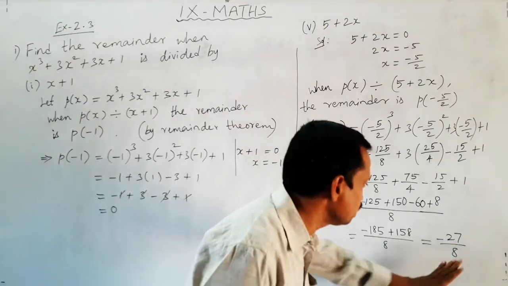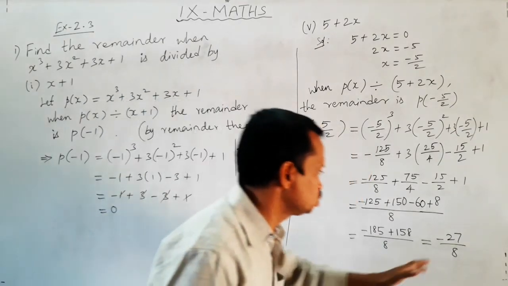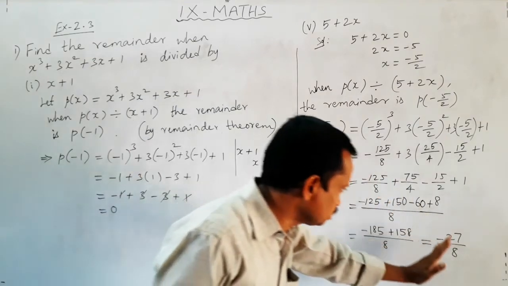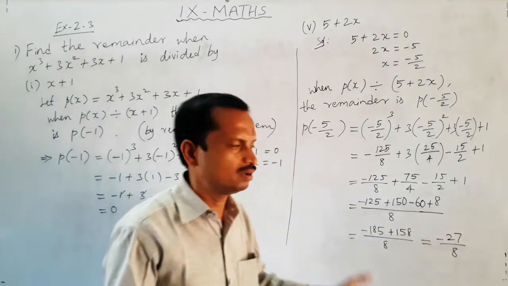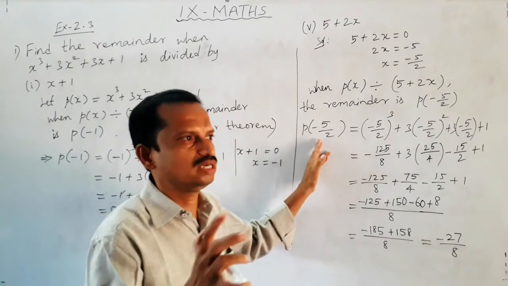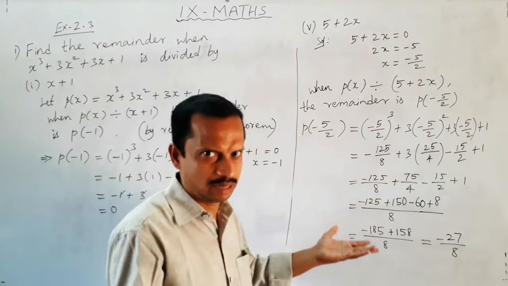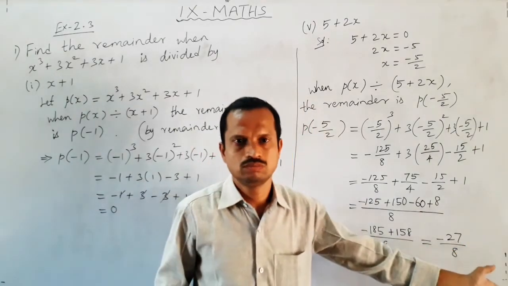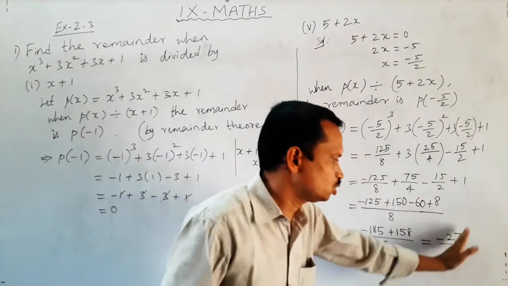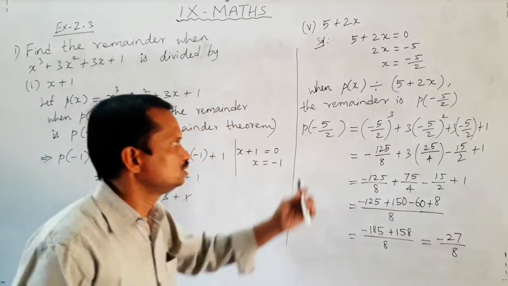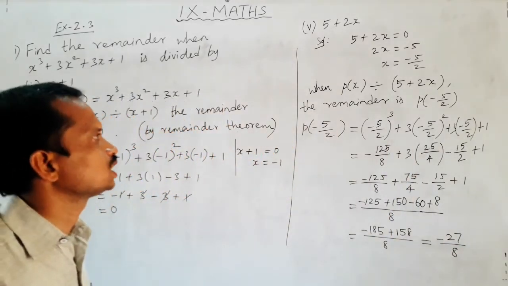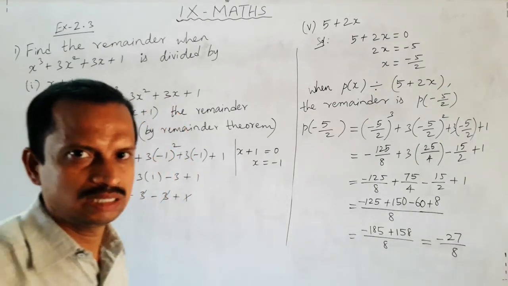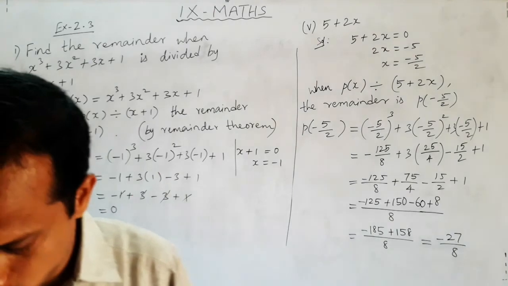So this is the remainder value. The remainder is minus 27 by 8. P of minus 5 by 2 is the remainder and minus 27 by 8 is also the remainder. But this is by theorem, we are saying P of minus 5 by 2 is equal to minus 27 by 8. So this is the value. The remainder is minus 27 by 8. So this is the way of finding the remainder when P of x, the polynomial, is divided by another polynomial. Clear? And rest of the sums you take as homework.